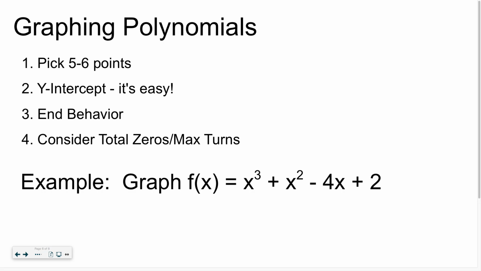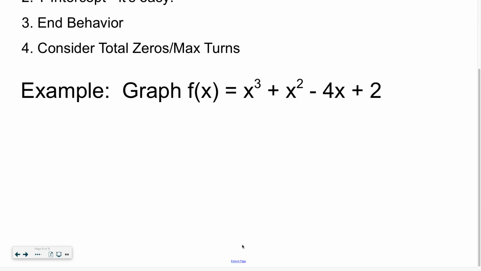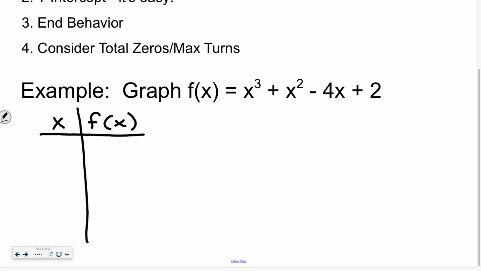And let's graph this polynomial. F of x equals x cubed plus x squared minus 4x plus 2. Okay, we're going to start by picking some points. I'm definitely going to put my y-intercept in there. What's the x-coordinate for every y-intercept? 0. And the y-intercept on this polynomial is 2. Okay, so that's the easy one.